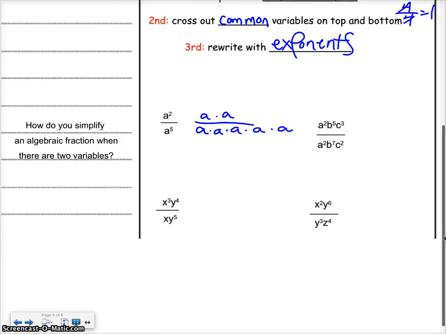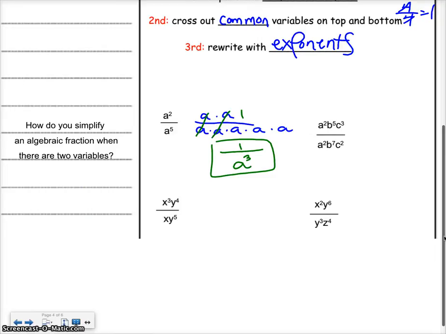Now, cross out what you can. Share, share. What's left on top? It's not 0. What's left on top? 1. 1 has to come out. So I have 1 on the top. Now I rewrite 1 over a to the, how many a's left? Third power. That's it. That's how you do it.